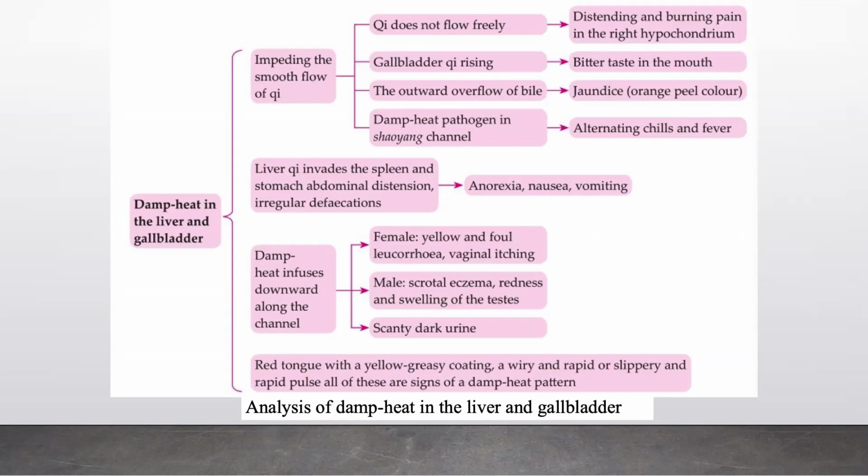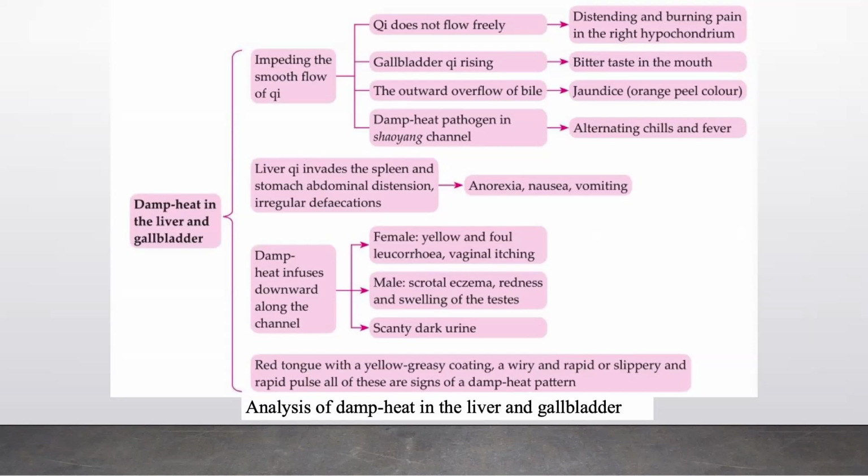Damp heat pathogen in the Shaoyang channel will result in alternating chills and fever. When liver qi invades the spleen and stomach, this will lead to abdominal distension, irregular defecation, anorexia, nausea, and vomiting.